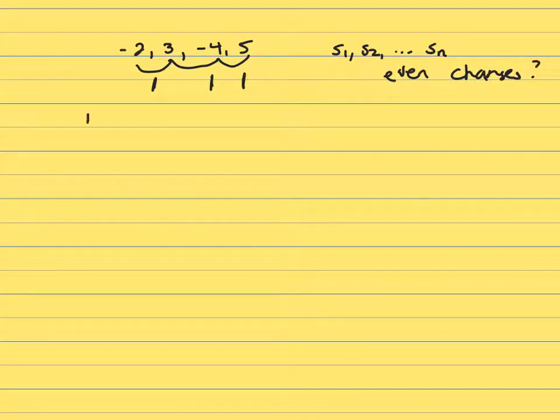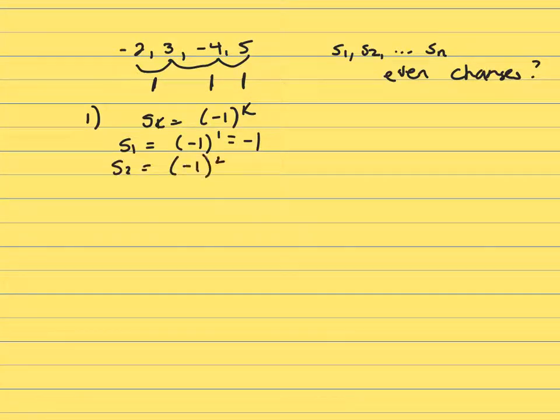So, clue 1. Clue 1 says S of k equals -1 to the k. This just means you have an alternating sequence, excuse me. Because if you let k be 1, you get S of 1 equal -1 to the 1, and that's -1. You get an odd exponent. S of 2, it's going to be -1 squared. That's going to be positive. S of 3, -1 cubed. It's -1. So you got -1, 1, -1.